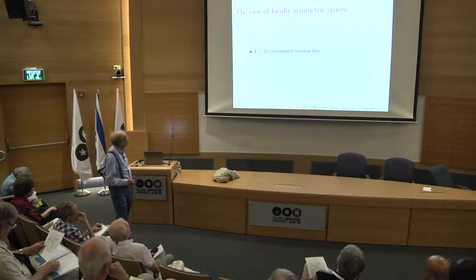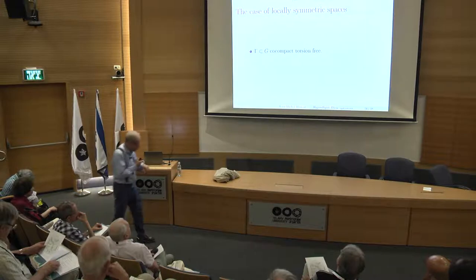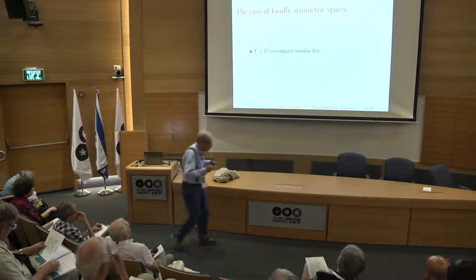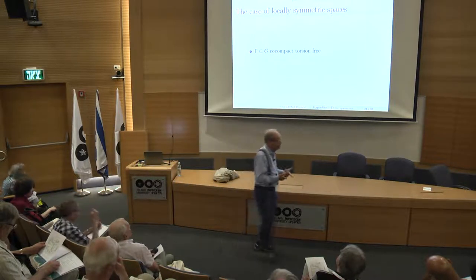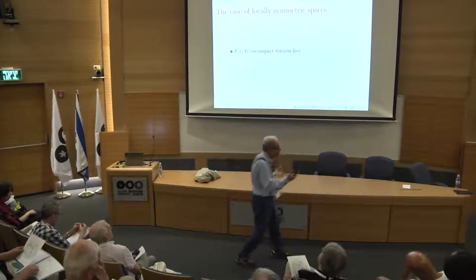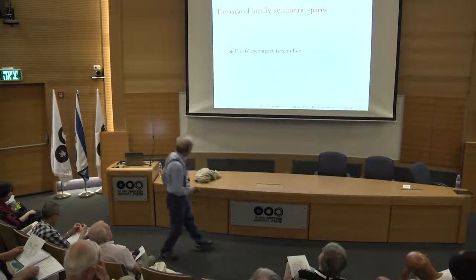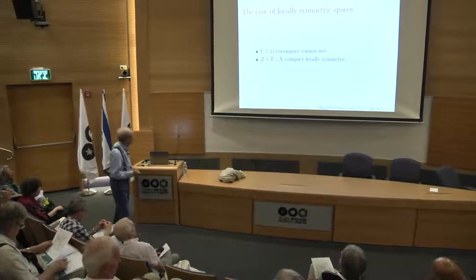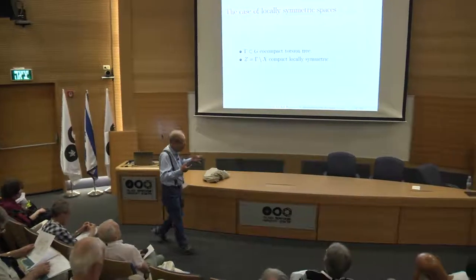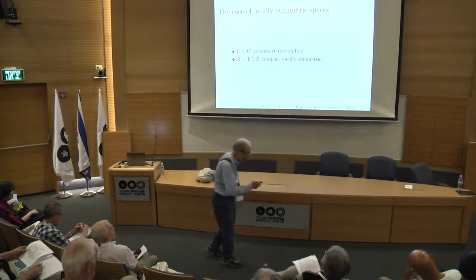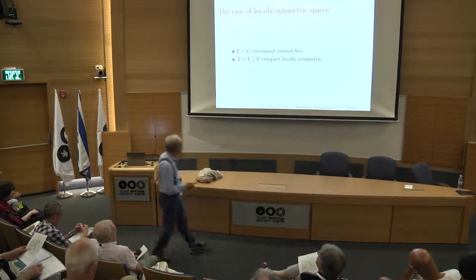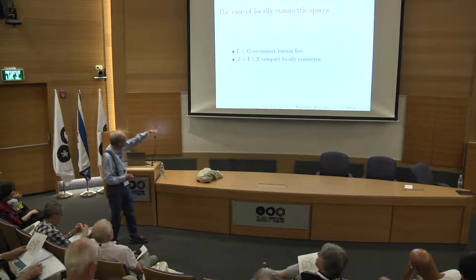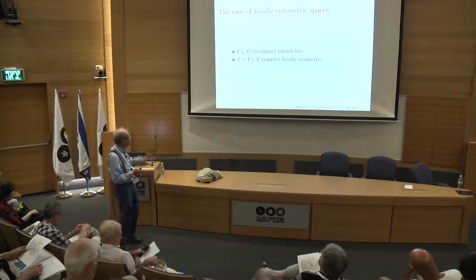So, let me now consider the case of locally symmetric spaces. We still do a quotient now by gamma. For the moment, we take the simplest quotient possible. We take gamma to be a co-compact torsion free subgroup in the group G. And I call Z the quotient of the symmetric space by gamma. So I get a locally symmetric space, and our whole construction goes down to the locally symmetric space, which is now compact.